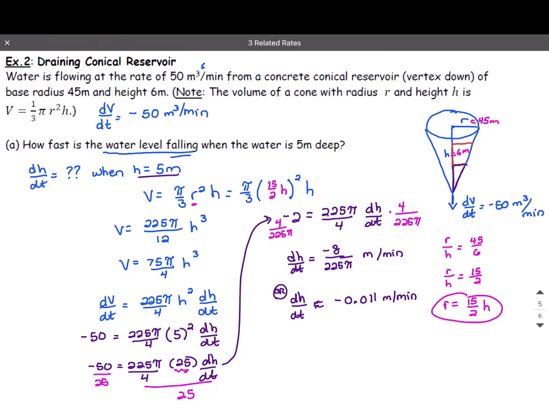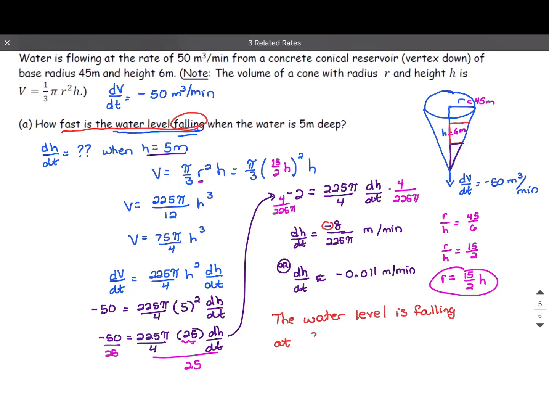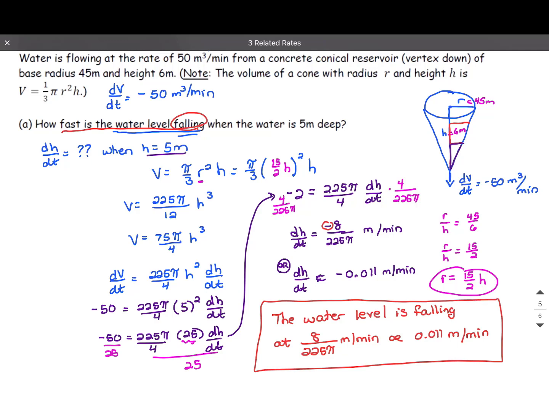Either one is fine. But what did they ask us to find? They asked us to find how fast the water level is falling. Now, if we had a positive answer, we would know we were incorrect because for the water level to be falling, dh/dt has to be negative. So the water level is falling at 8 over 225 pi, and notice it's positive, meters per minute, or 0.011 meters per minute. You don't have to put them both, just whichever one you are putting. And this is the answer to your question.